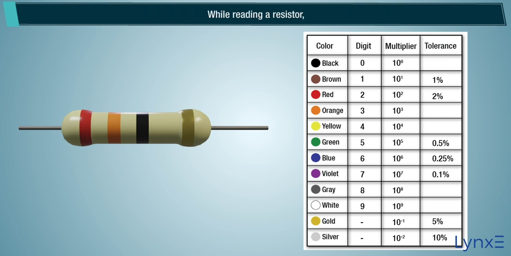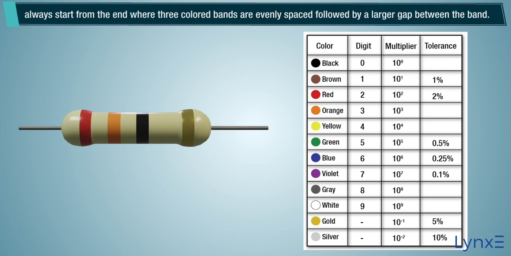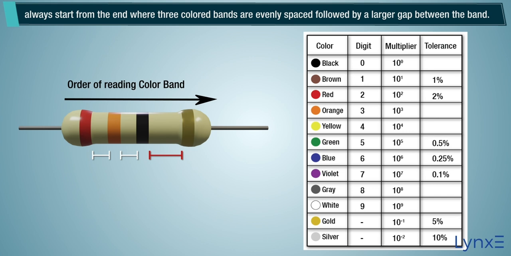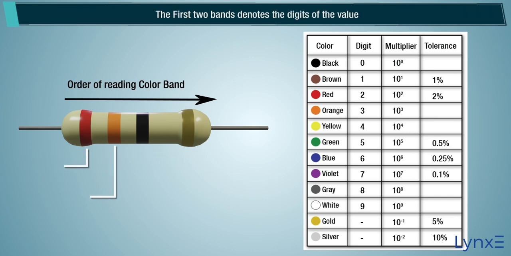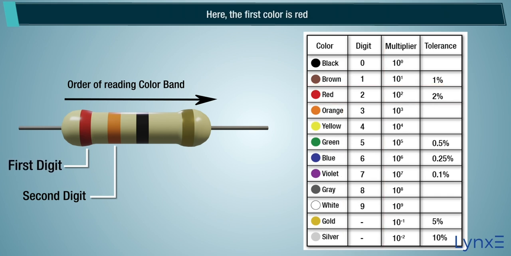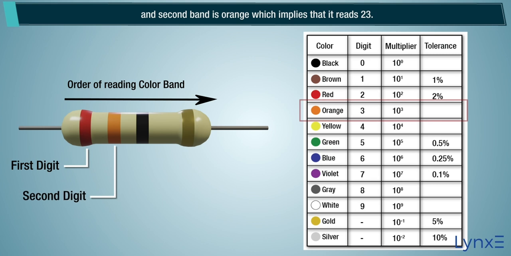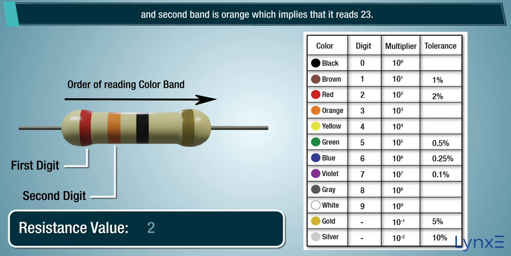While reading a resistor, always start from the end where 3 color bands are evenly spaced, followed by a larger gap before the last band. The first 2 bands denote the digits of the value. Here, the first color is red, and the second band is orange, which implies that it reads 23.